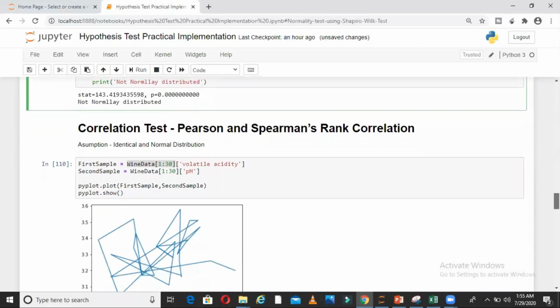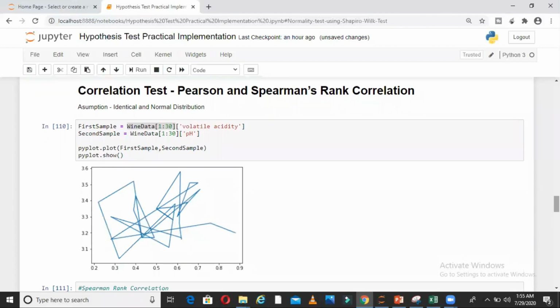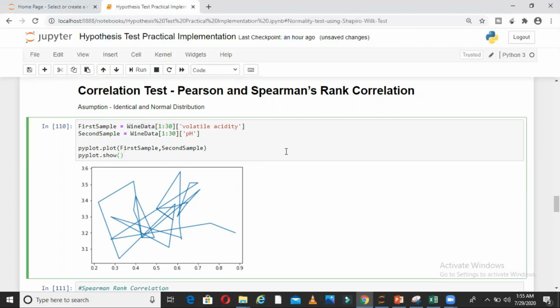Let us move to the next bucket. Okay, what is the next bucket? Very simple one, correlation. All of us know what correlation is. What we understand as correlation is basically Pearson correlation. I am explaining here two correlations, Pearson and Spearman rank correlation. So what I have done here is I have taken wine data 1 to 30, just the first 30 records. I am calling it the first sample.